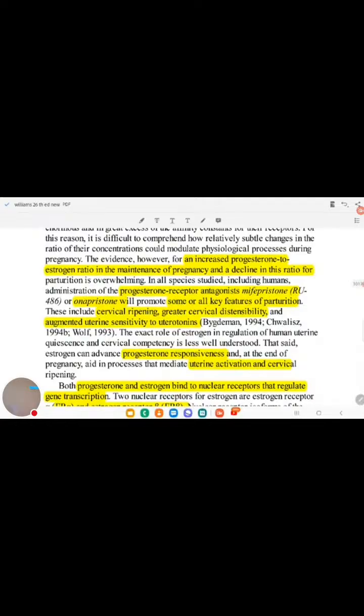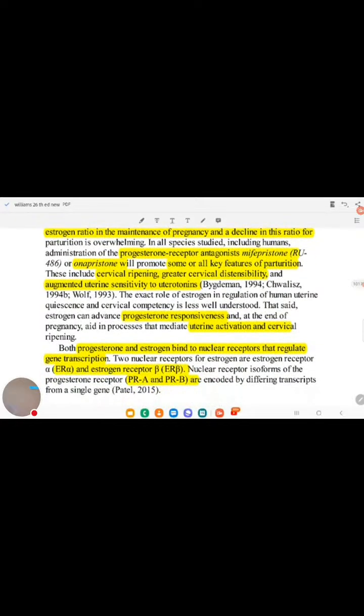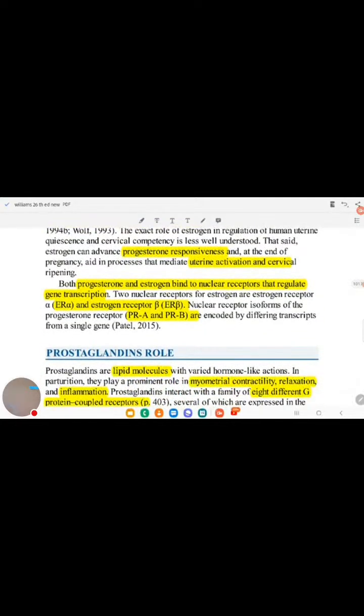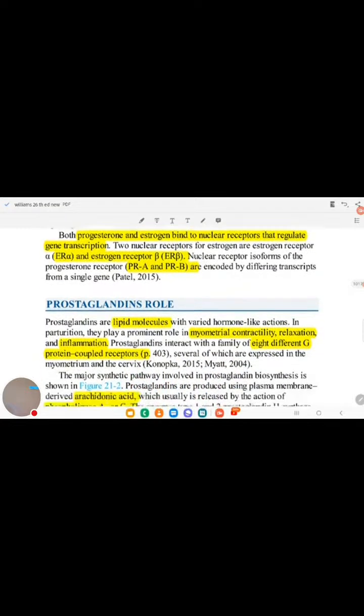Another thing is the increased progesterone to estrogen ratio in the maintenance of pregnancy. A decline in this ratio leads to parturition initiation. If you administer a progesterone antagonist like mifepristone (RU486) or onapristone, it will promote key features of parturition: cervical ripening, greater cervical distensibility, and augmented uterine sensitivity to uterotonins. Both progesterone and estrogen bind to nuclear receptors: progesterone receptors A and B and estrogen receptors A and B.